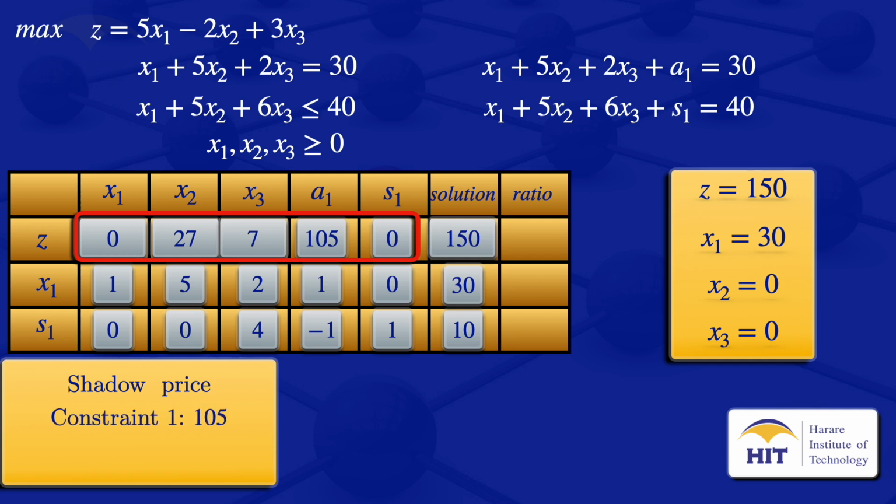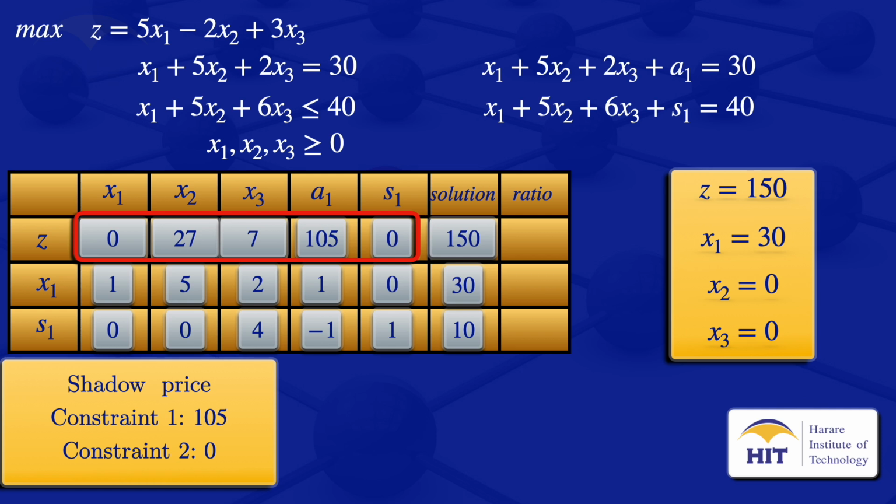And for constraint number 2, it had the slack variable s1. So we'll be looking at where we have s1 in the table. The coefficient on the highlighted part is 0. So the shadow price for constraint number 2 is 0. Those are the shadow prices for constraint 1 and constraint 2.